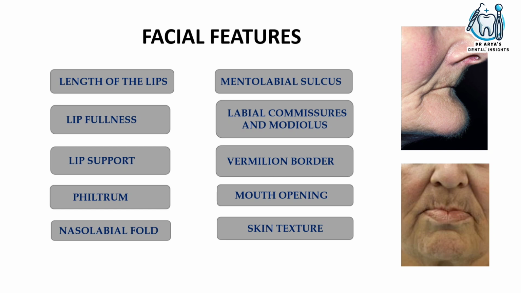Then the vermilion border. The width of the vermilion border influences the degree of tooth display, and the size of the oral opening also influences the degree of tooth display, and the texture of the skin. In texture, rough or smooth and light color, rough texture skin will require the placement of rugged teeth, and the wrinkles on the cheeks show decrease in vertical dimension.